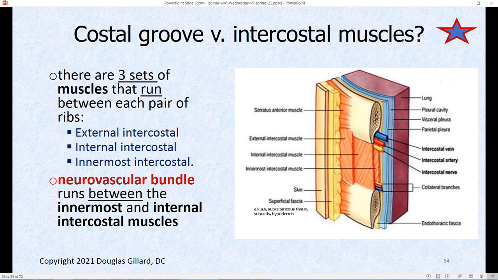All right, there's just another picture of it. You can see how nice it looks. You can also see this trick next quarter. Hopefully they'll teach you this. But you can always tell the difference between the internal intercostal muscle and the innermost, because the nerve, artery and vein will be between these two structures. So the innermost intercostal is deep, and the internal intercostal is more superficial.